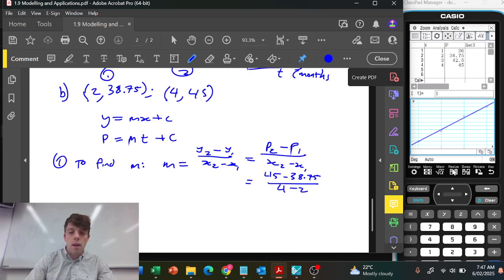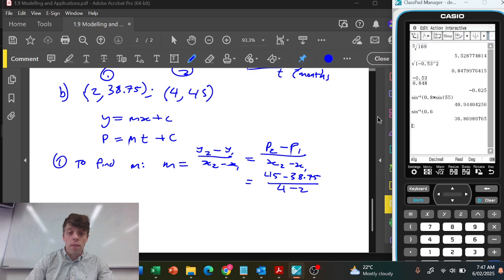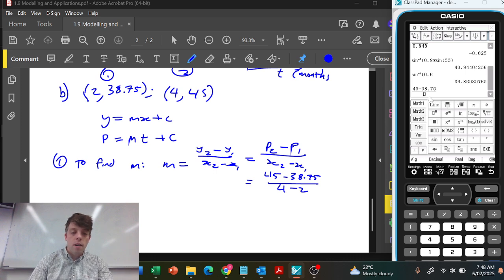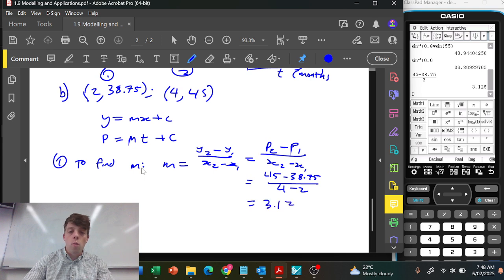And then we can just use a calculator to work this one out. So I'll just go back to the main screen over here on the CAS. And then let's work out what this will be equal to. So that'll be 45 minus 38.75 divided by 4 minus 2, which is 2. All right, so we come out with an answer of 3.125. That's the gradient. All right, and now we're going to need to use that to figure out what C is. So step 2, find C. All right, so to be honest, we don't even need to find C here.